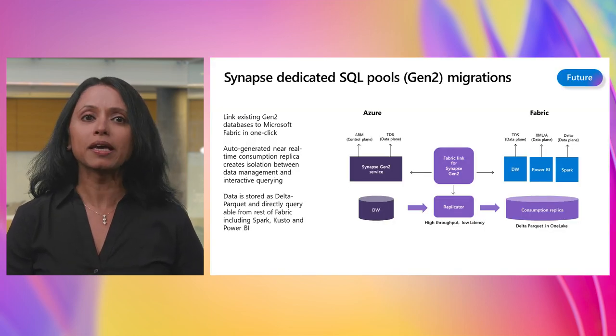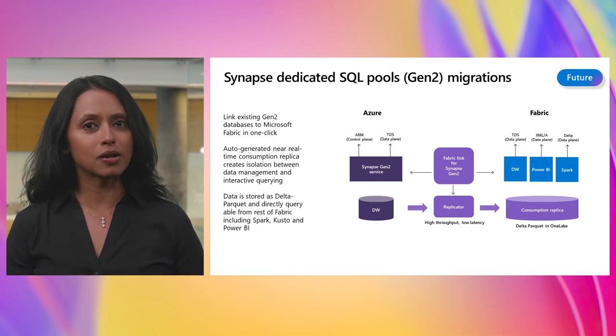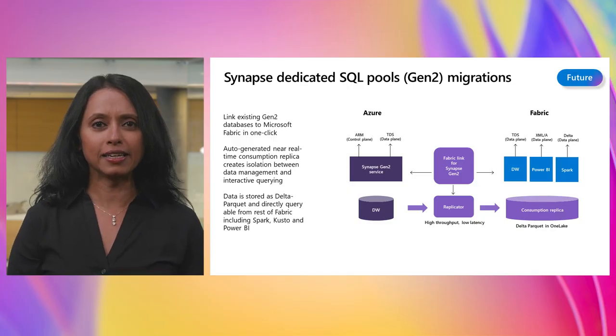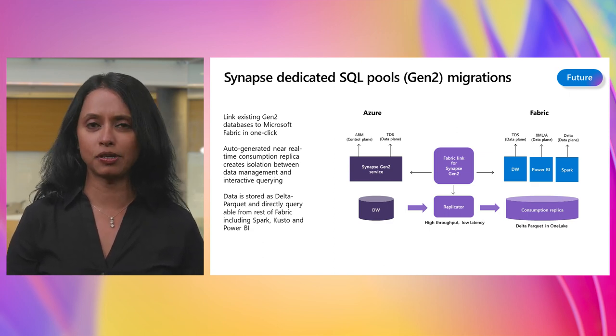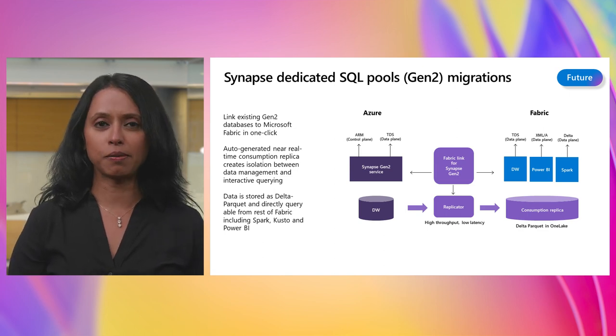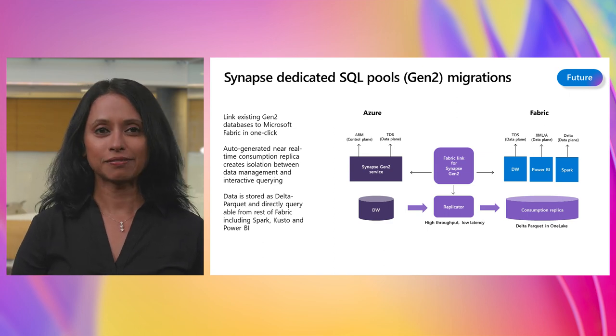In the future, you'll be able to link your existing Gen 2 databases into Data Warehouse and Fabric with just one click. A near real-time replica is automatically generated and maintained, giving you a healthy isolation between data management capabilities in Gen 2 and consumption in Fabric. Replicated data is automatically converted to Delta Parquet, and hence it is easily queryable from the rest of Fabric, including Spark and Power BI. Let's take a look.